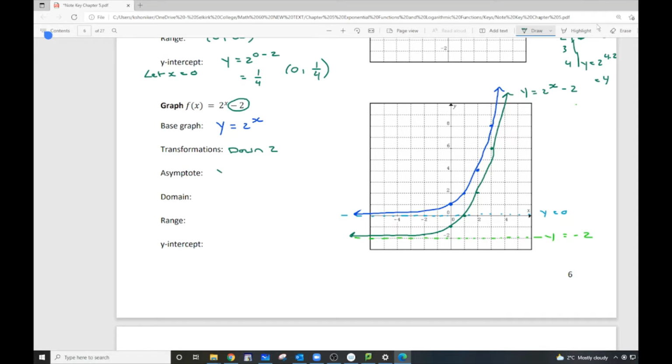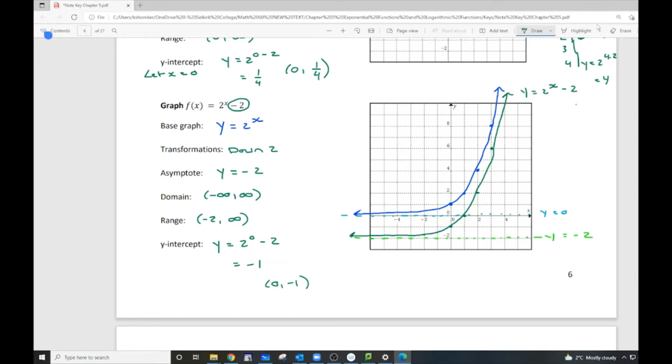What did it affect? Well, my asymptote is now y equals -2. My domain is still -infinity to infinity. My range, that's different. Now it starts at -2 and goes up to infinity. Is there anything that would change that? And then my y-intercept, don't try to guess, just plug it in. So y equals 2 to the 0 minus 2. 1 minus 2 is -1. So my y-intercept is (0, -1).